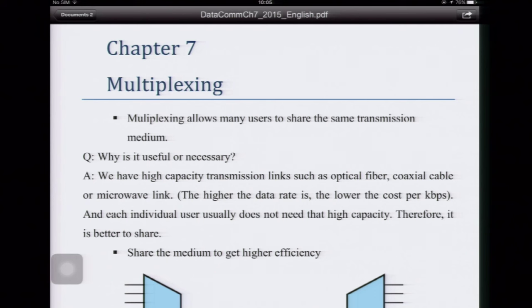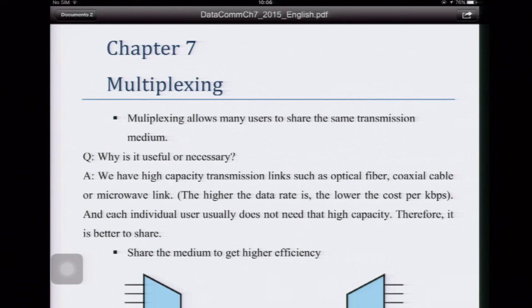Okay, and why is it useful or necessary? Because if you have high capacity transmission links, such as optical fiber, which has a lot of bandwidth, coaxial cable, or the microwave link, this transmission medium allows you to send a lot of data at the same time with a very high data rate. But a user usually sends a lower data rate than the transmission medium can transmit.